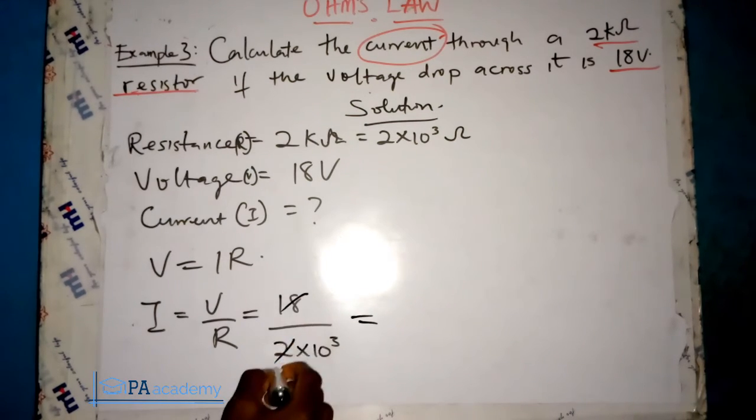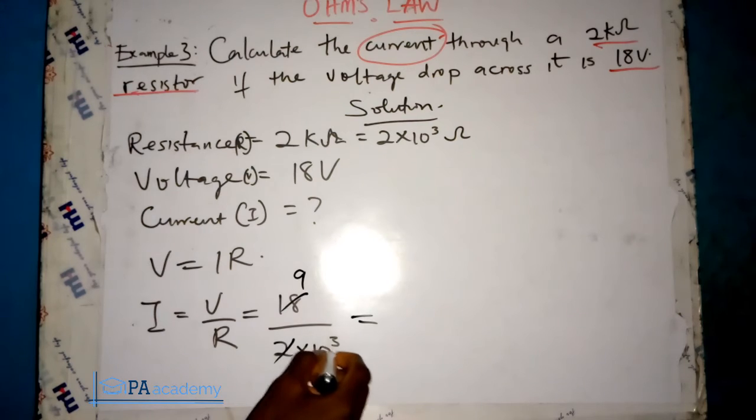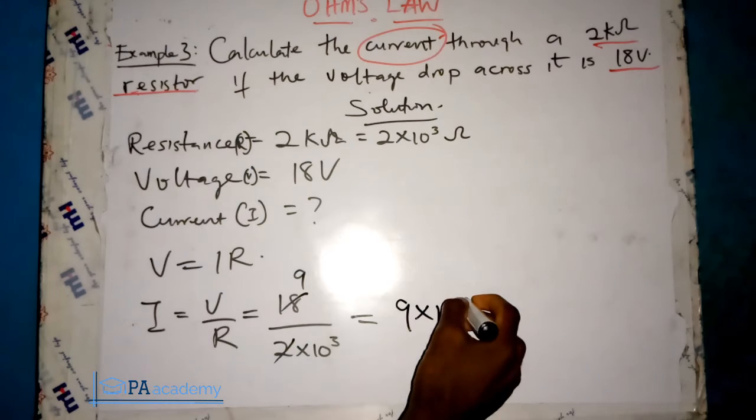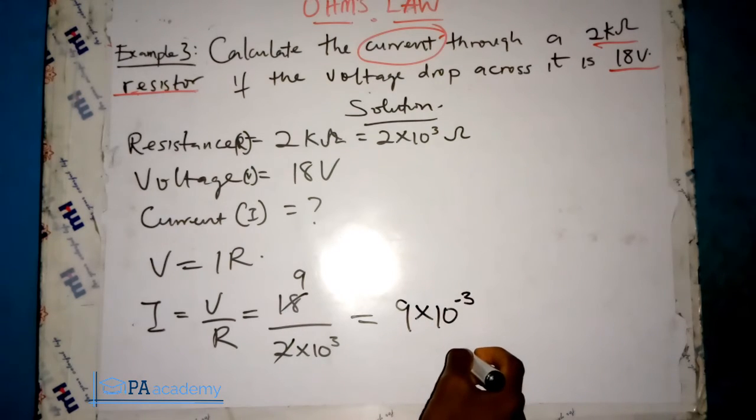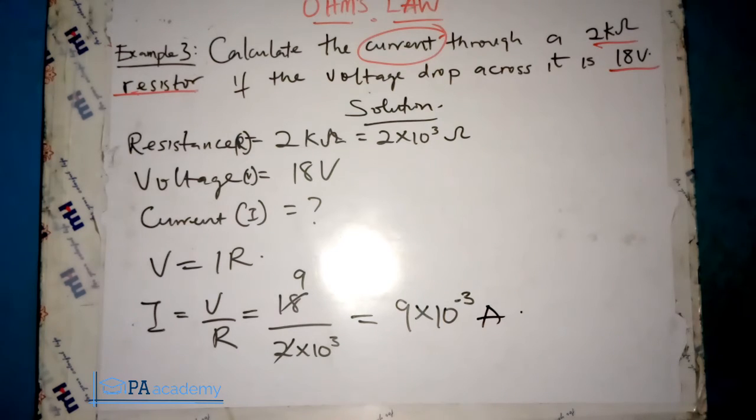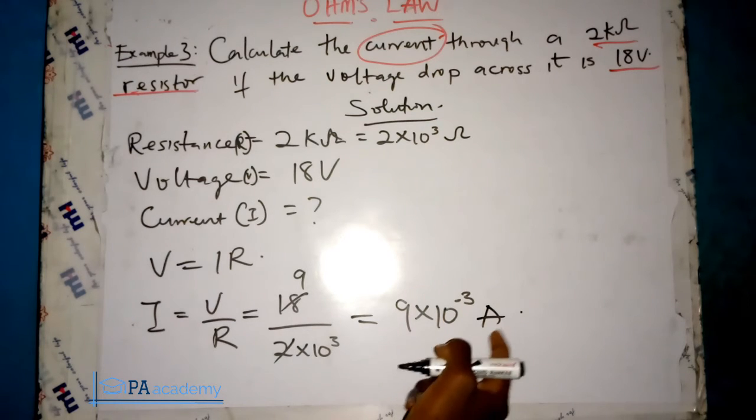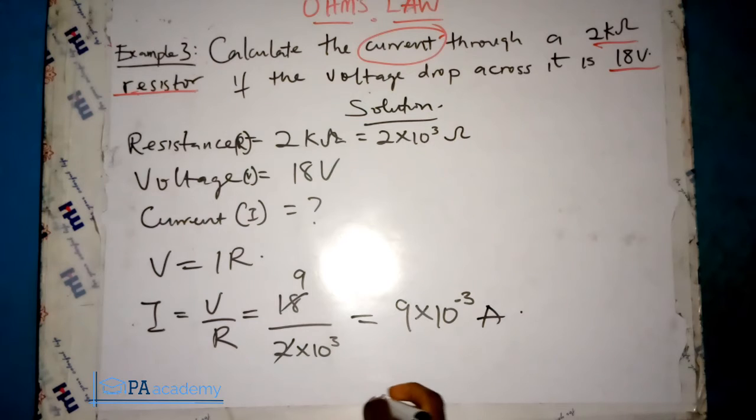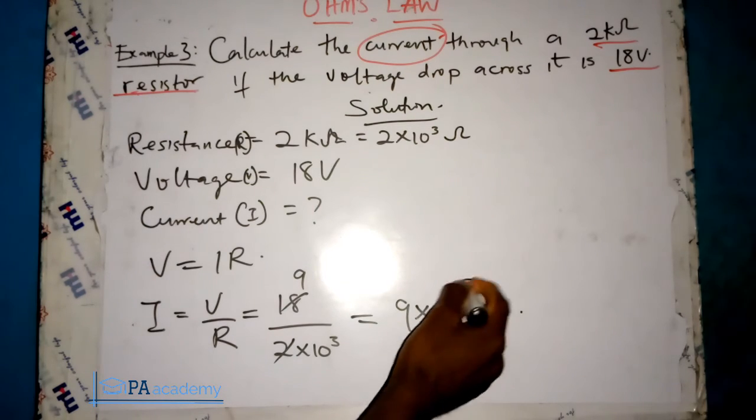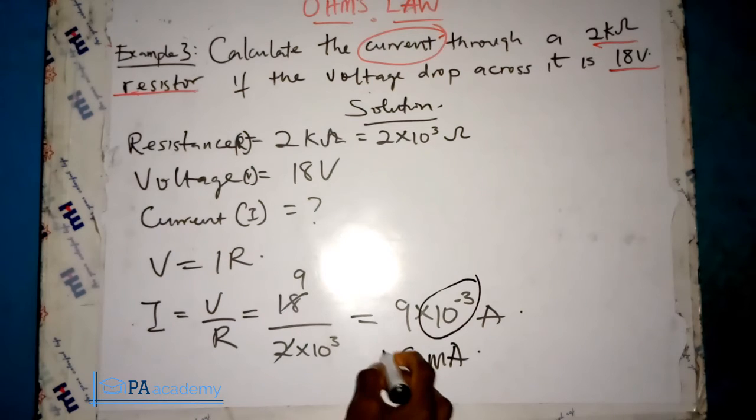18 divided by 2 will give us 9. The 10 raised to the power 3, if you bring it up, will be 9 times 10 raised to the power minus 3. Don't forget your units, amperes. So 9 times 10 raised to the power minus 3 amperes. Always remember your units. This 9 times 10 raised to the power minus 3 amperes, we can have as 9 milliamperes. The milliamperes still represents this 10 raised to the power minus 3. So right here is the answer, 9 milliamperes.